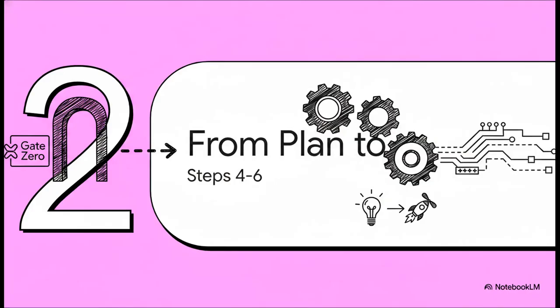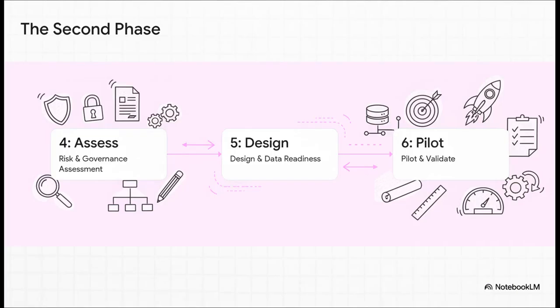All right, your idea made it through Gate 0. Awesome. We've confirmed we have a problem worth solving. So the next phase is all about turning that plan into a working pilot. This phase covers 3 more big steps. First, a really thorough risk and governance assessment. Then you get into the actual design and data readiness work. And finally, you build and test the idea in a pilot. This is where the concept starts to feel tangible, something you can actually see and touch.